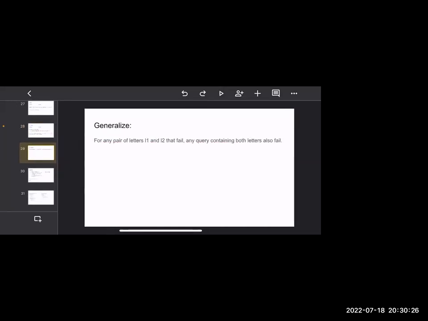Now we can generalize this from query to algorithm, where we can say that for any pair of letters, L1 and L2, if the pair fails, then any query containing both letters will also fail. That's the final observation that we have to make. And it's powerful enough that we can use this to create a solution that runs faster than human time.